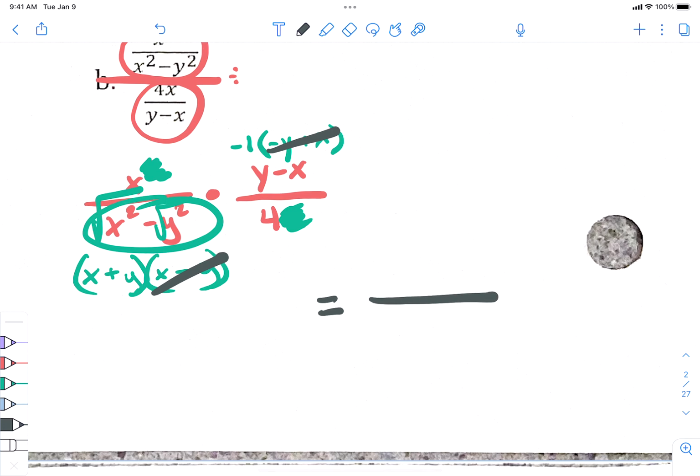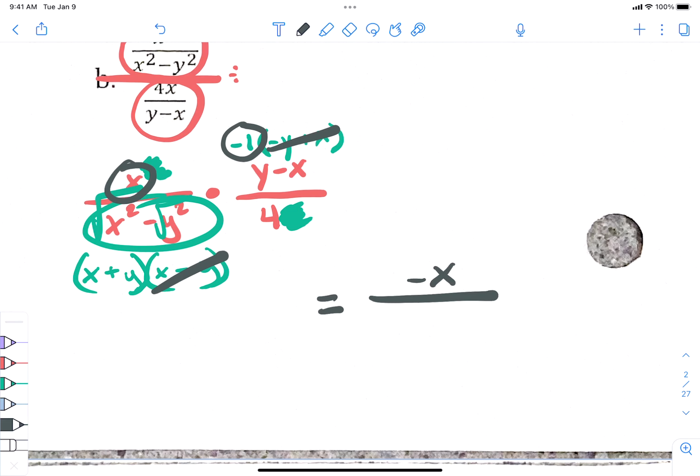What is left on the top? X. You have an x and what else? Negative 1, right? X and negative 1. What do negative 1 and x come together to make? Negative x, right? Or negative 1x if you need the 1 there. Okay, what's left on the bottom? X plus y and 4. Where do I put the 4? Before that. Yeah, I usually write it like that.